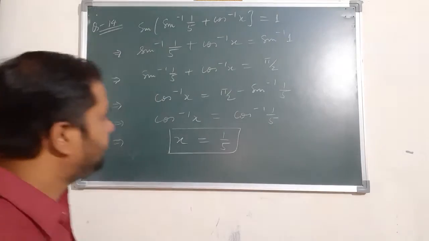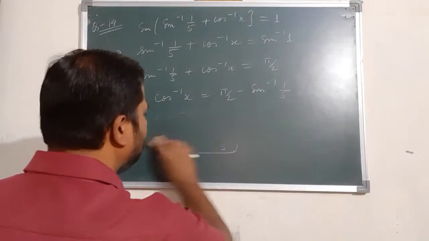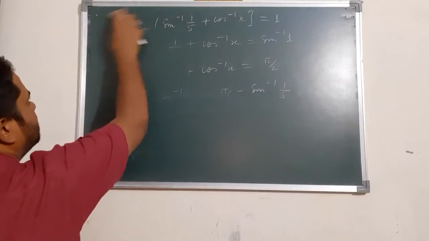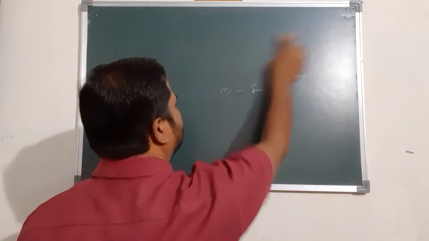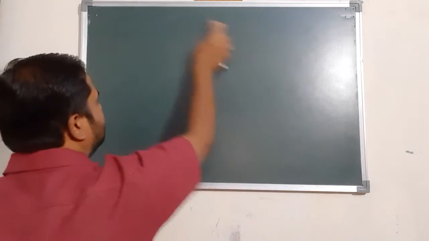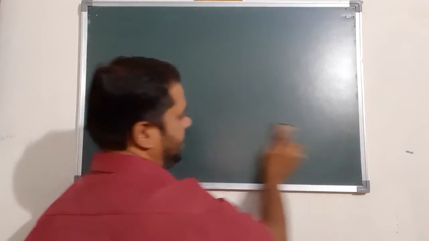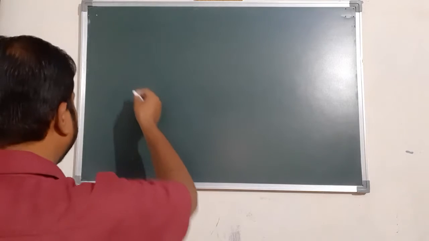Now question number 15. This is most important. Many times it is asked in the board exam. This is actually an inverse trigonometric equation, and that's why this is a most important question. So see question number 15.